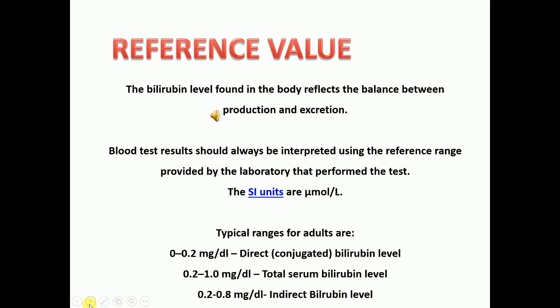Next are the reference values. The bilirubin level found in the blood reflects the balance between the production and excretion. Blood test results should always be interpreted using the reference range provided by the laboratory that performed the test. The SI units are micromoles per liter. Typical ranges for adults are 0 to 0.3 milligrams per deciliter for direct bilirubin, that is conjugated bilirubin, and 0.1 to 1.2 milligrams per deciliter for total serum bilirubin.